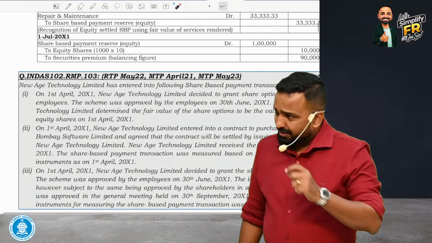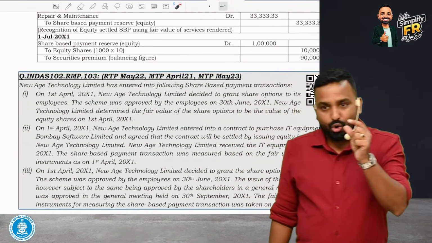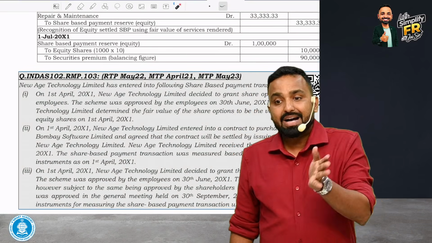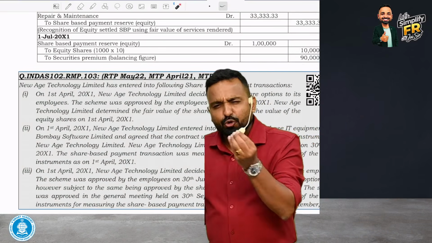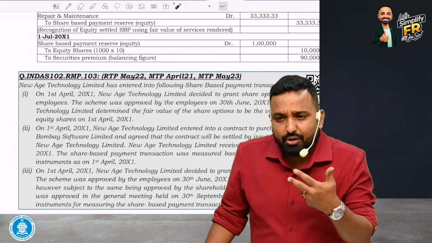Understood or not? There is another code called OM. OM means other material. Very few selected questions, very good questions.